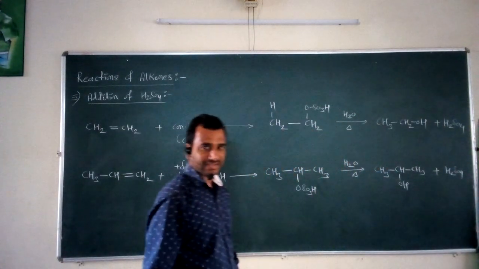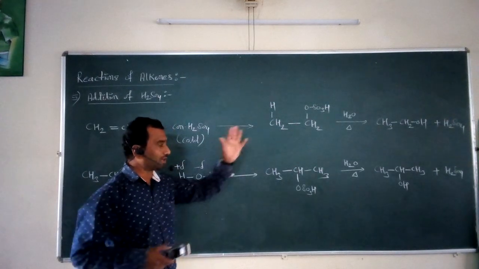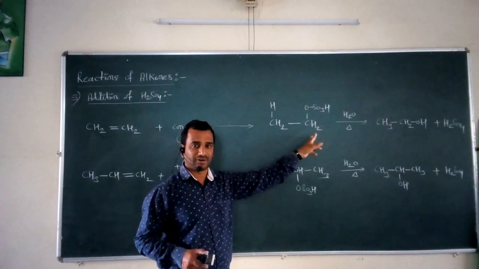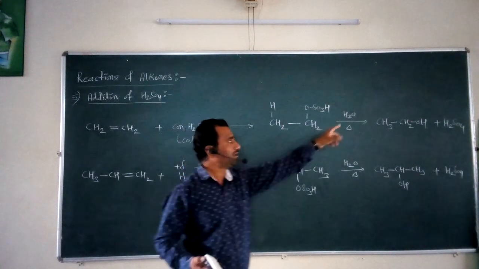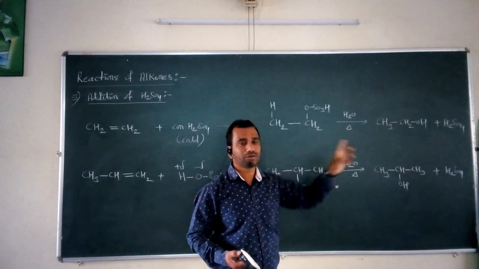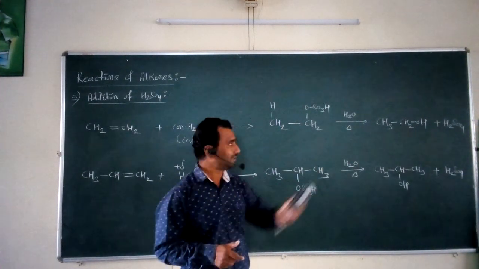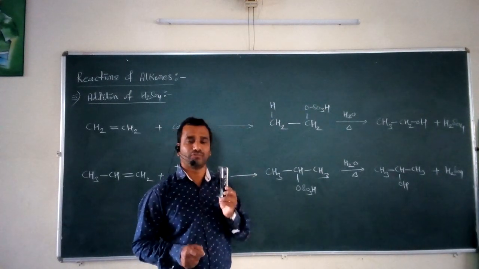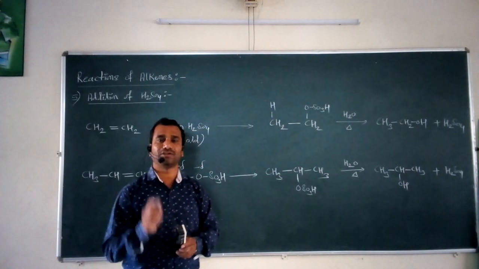So what happens in this case? We can say that the product obtained by the addition of sulfuric acid to the alkene, if we further react it with a water molecule after heating the reaction mixture, alcohol formation takes place in both these cases. So this is an important method of formation of alcohols in industry on a large scale.